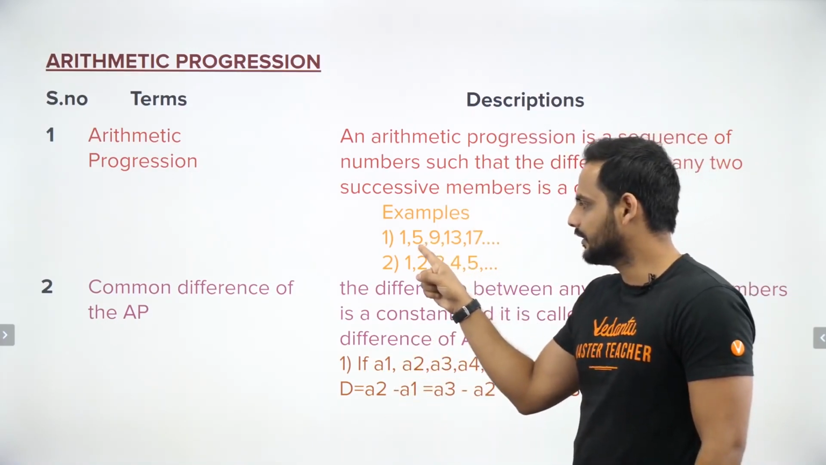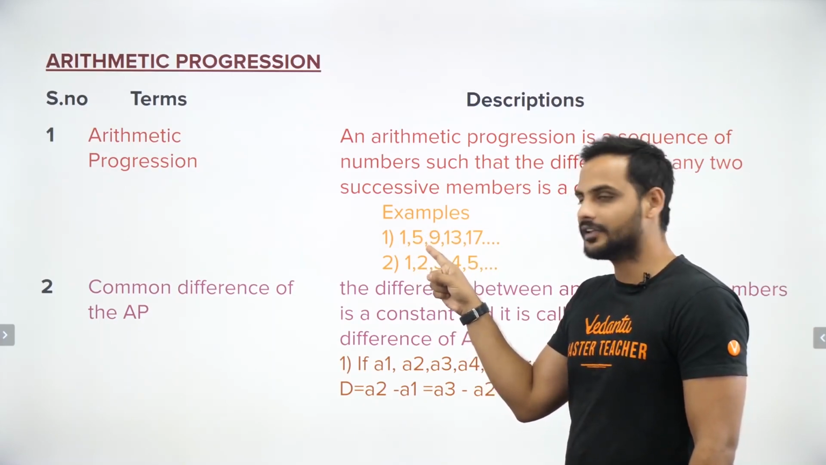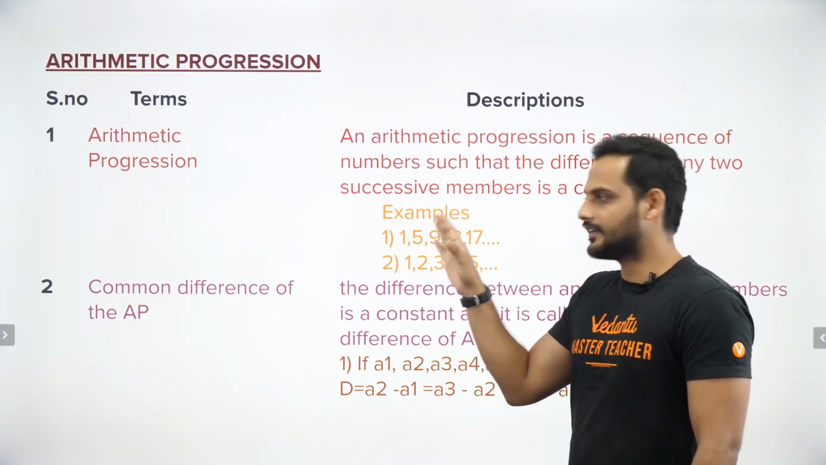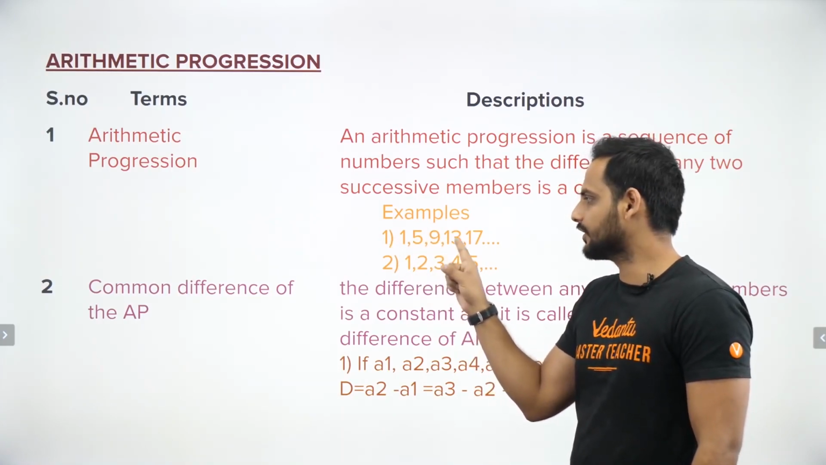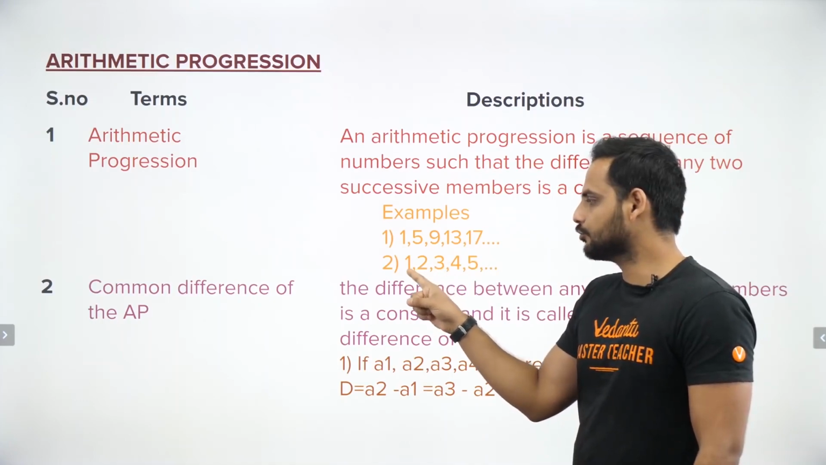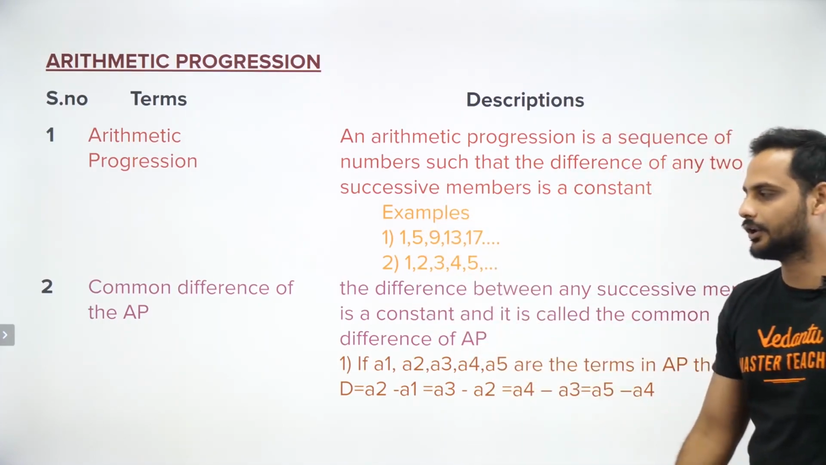As, for example, 5 minus 1. Now always remember, you take the difference from the second term to the first term, the later term to the previous term. 5 minus 1, 4, 9 minus 5, 4, 13 minus 9, 4, and so on. Here also 2 minus 1, 1, 3 minus 2, 1, 4 minus 3, 1, and so on. So both are examples of AP.